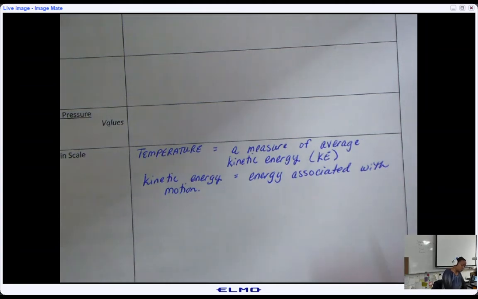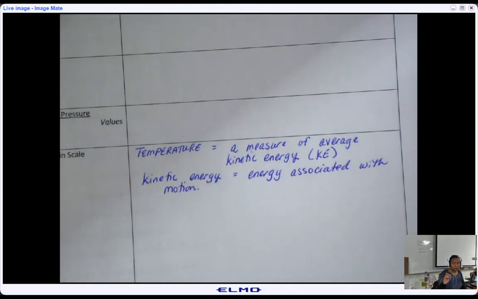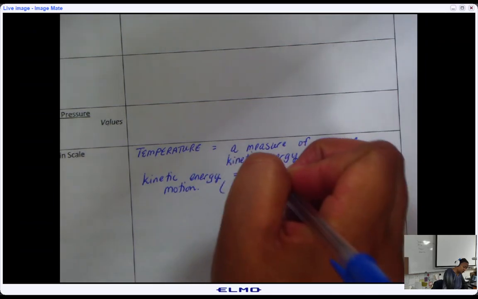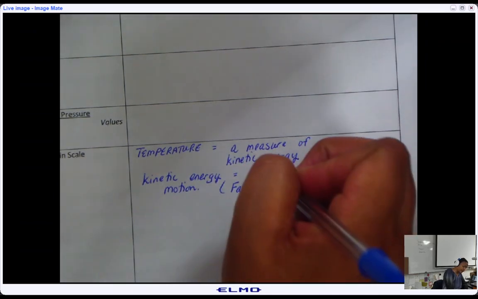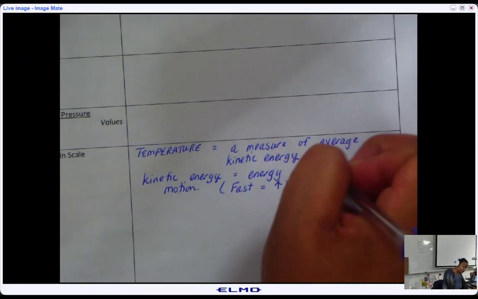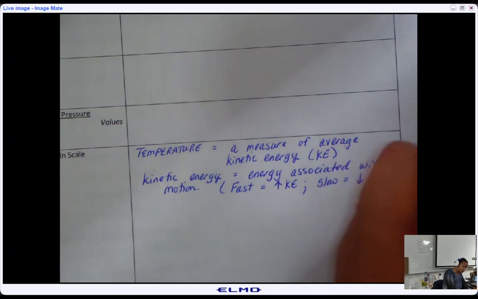Okay, so the faster you're moving, the more kinetic energy you're going to have, since it's based on your speed, all right? The slower something is moving, the less kinetic energy it's going to have. So in parentheses, I'm just going to put faster equals increased or high KE. Slow equals a low kinetic energy, KE.